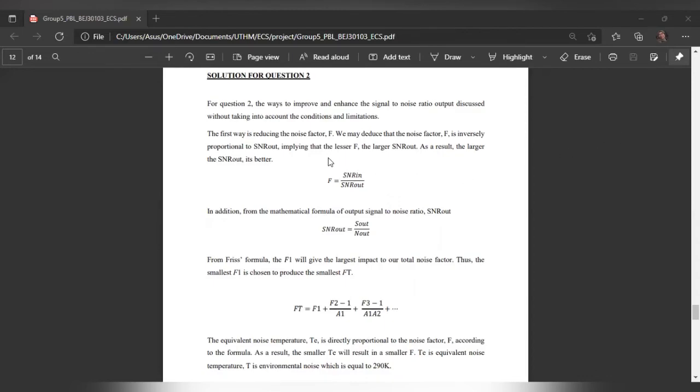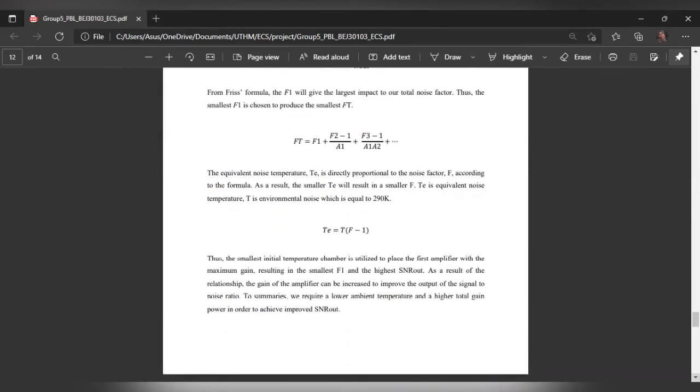So this is the formula we use. In addition, from the mathematical formula of output signal to noise ratio, SNR out is equal to S out divided by N out. Then from the Friis formula, F1 gives the largest impact to our total noise factor. Thus, the smallest F1 is chosen to produce the smallest FT. So FT is equal to F1 plus (F2 minus 1) divided by A1, plus (F3 minus 1) divided by A1 A2, and so on.